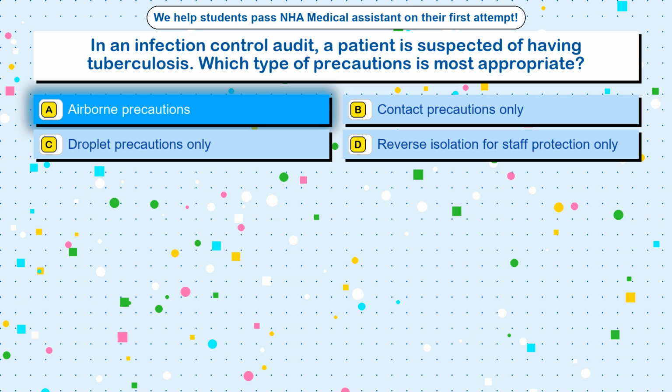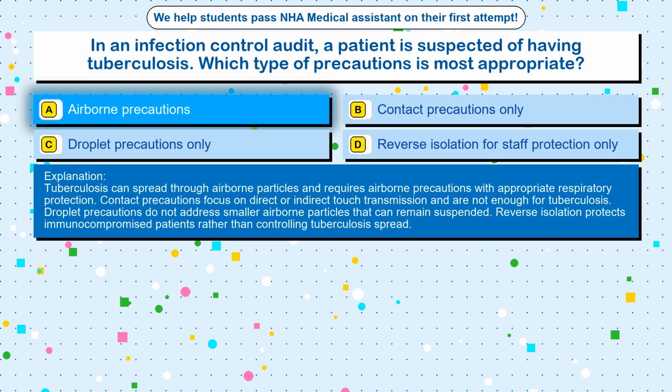Airborne precautions. Tuberculosis can spread through airborne particles and requires airborne precautions with appropriate respiratory protection. Contact precautions focus on direct or indirect touch transmission and are not enough for tuberculosis. Droplet precautions do not address smaller airborne particles that can remain suspended. Reverse isolation protects immunocompromised patients rather than controlling tuberculosis spread.